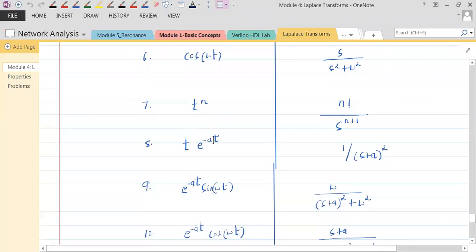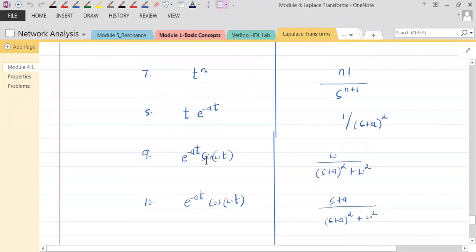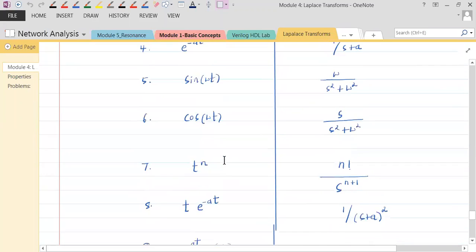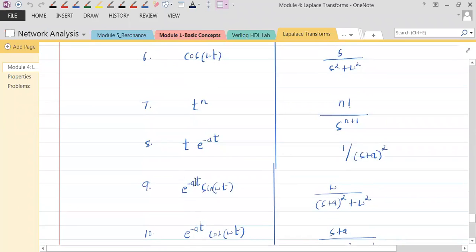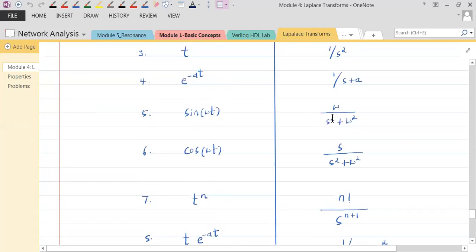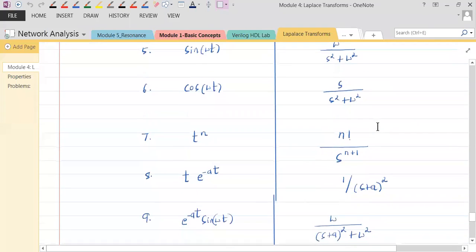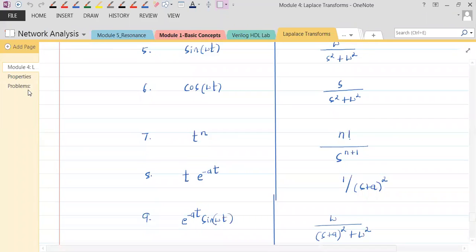So here t into e power minus at is there. For e power minus at, it is 1 by s plus a. Since t is there, it is s plus a squared. Understand? See here, sine omega t is there. What is the transform of sine omega t? It is omega by s square plus omega square. Now with sine omega t, if e power minus at comes, what's happening? S is being replaced by s plus a. That means wherever this exponential comes along with any signal, the s needs to be replaced by s plus a. So that is what has happened here.